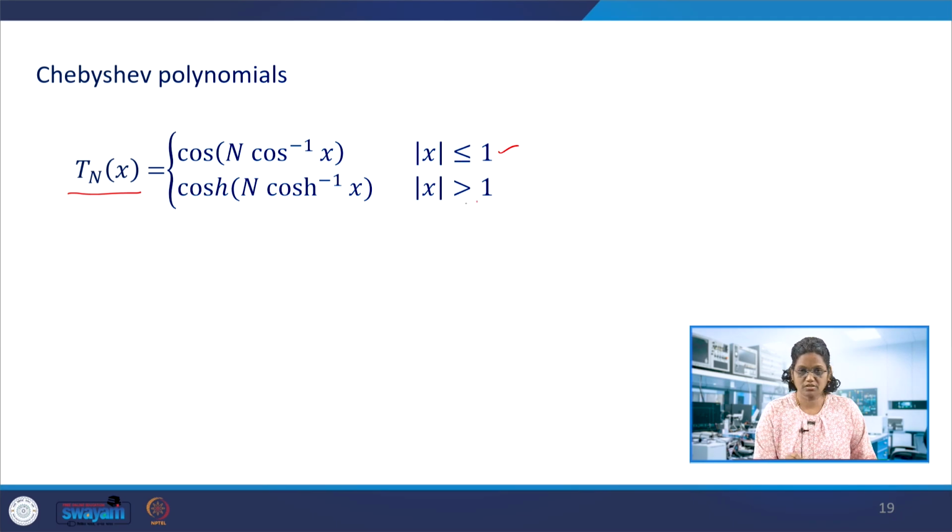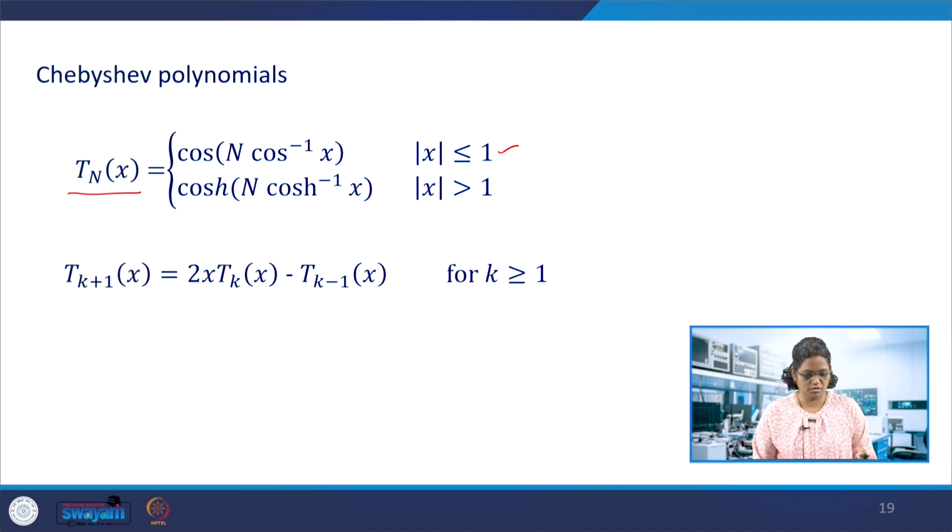If x is greater than 1, it exhibits cosh(n cosh inverse x). So if you plot it, we can get this polynomial. Here the recursive equation of the polynomial is T_{k+1}(x) = 2x T_k(x) - T_{k-1}(x), where k is greater than or equal to 1. We can use this expression to find the order n.